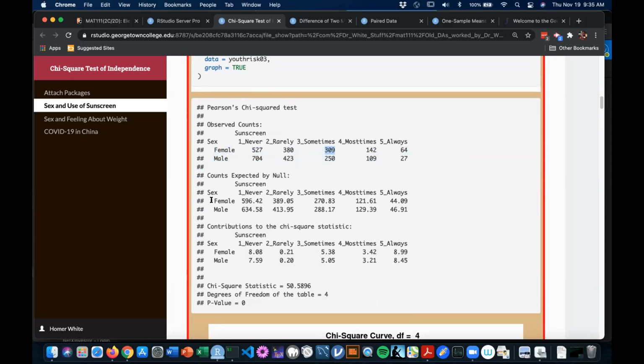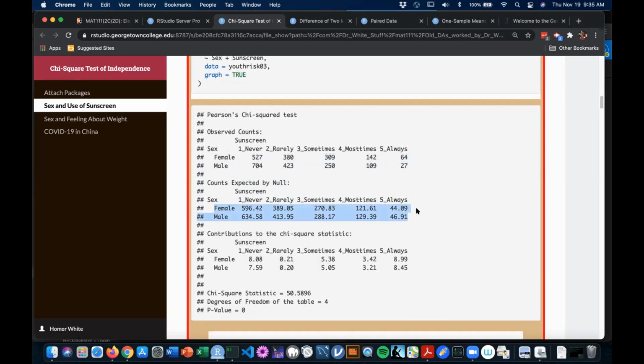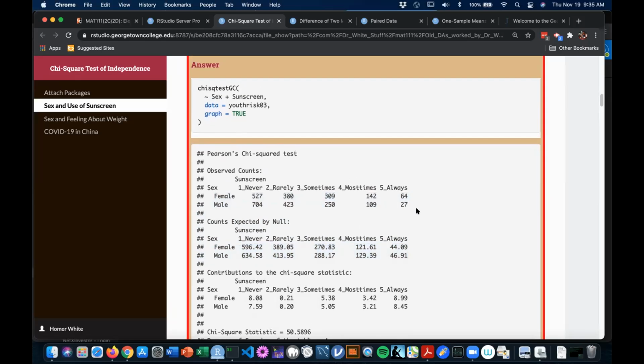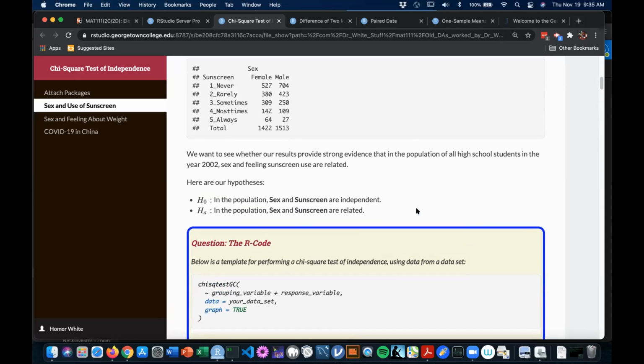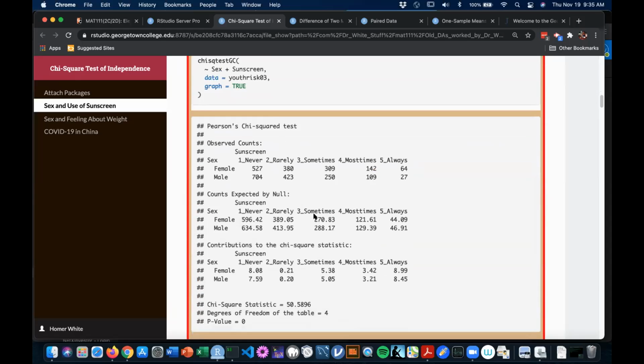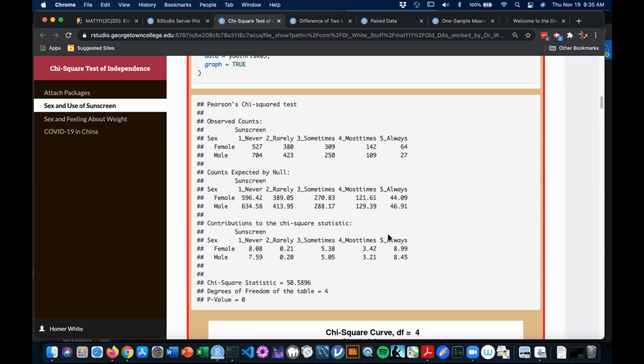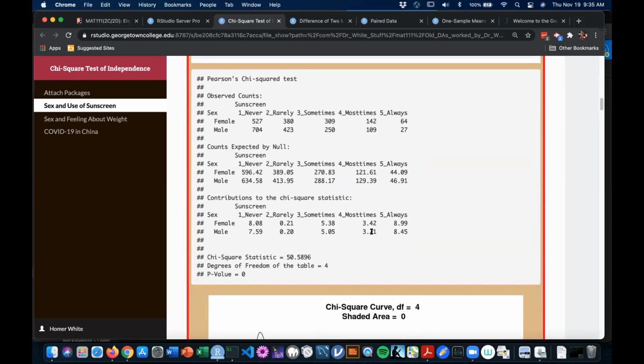And then if the two variables are unrelated, what kind of counts would you expect to see in the table if you took this sample, of what was it, 1,422 females and 1,513 males? What would you expect to see in the table? And you would expect to see these counts, give or take some for chance error. And so there's some comparisons there that you would like to make just to sort of see if it looks like there's big differences.